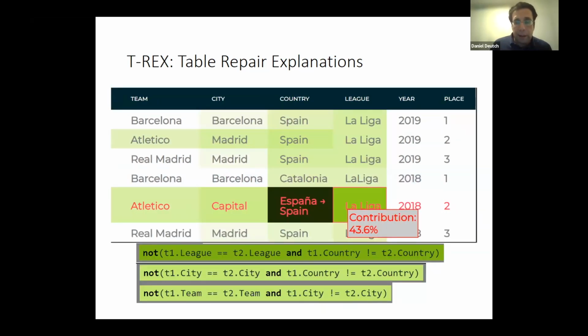And we want to know what contributed to this fix. So T-Rex can actually say, well, this cell contributed the most, in this case, to this particular fix. So we can know that this was the main reason for the fix. And of course, it's a marginalized view in the sense that we marginalize the contribution of each individual cell, while in practice, multiple cells contributed together. So it's complementary to other approaches.